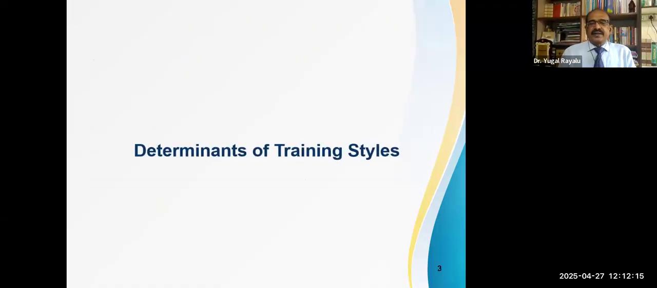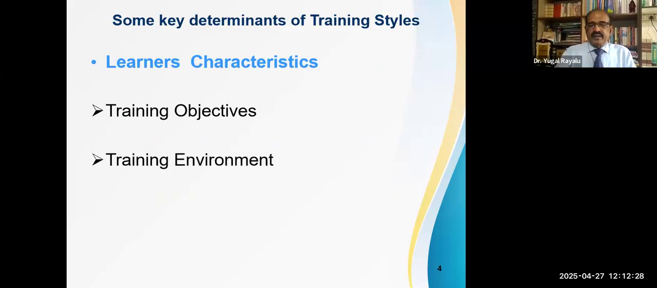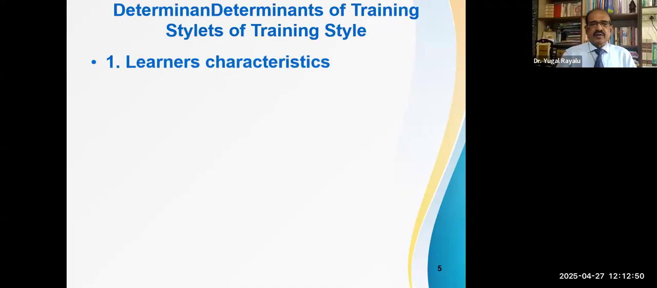Now here comes determinants of training styles. There may be some revision also. Learners' characteristics, training objectives, training environment, organizational culture, and learners' demographics. What are the learners' characteristics? What is the objective of the training? What is the environment of the training? Organizational culture. And of course, learners' demographics.